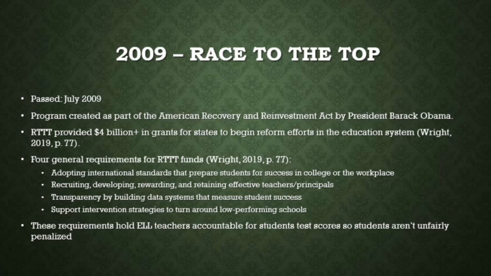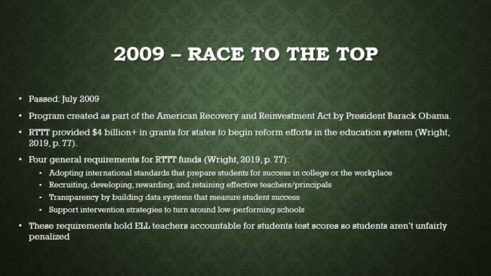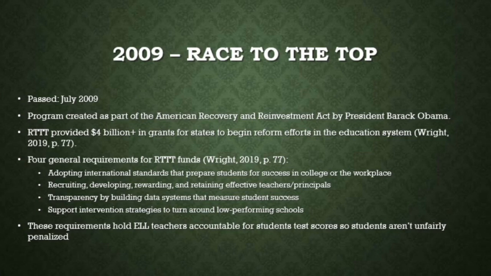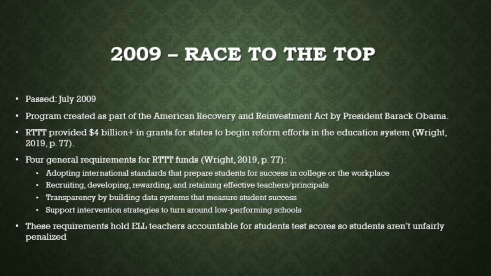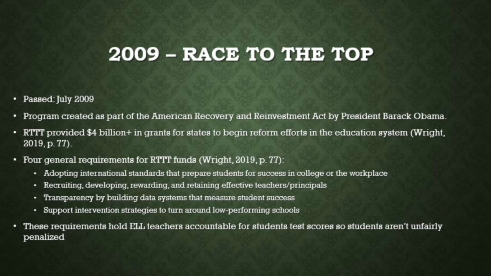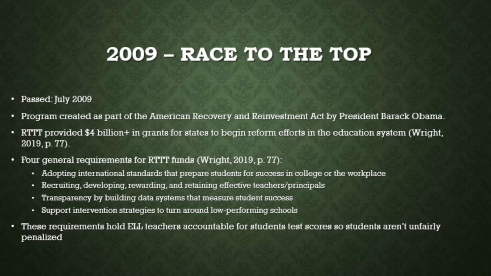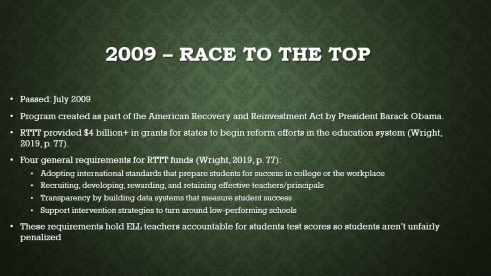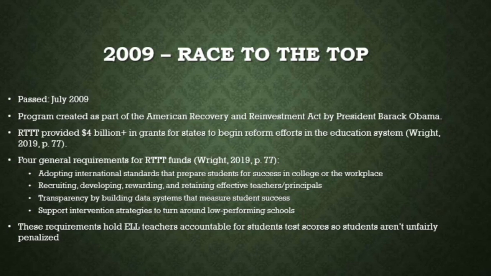The second requirement is recruiting, developing, rewarding, and retaining effective teachers and principals in the schools. The third requirement is increased transparency by building data systems that measure student success and inform teachers and principals how they can improve their practices. And the fourth requirement is supporting effective intervention strategies to turn around the lowest performing schools.